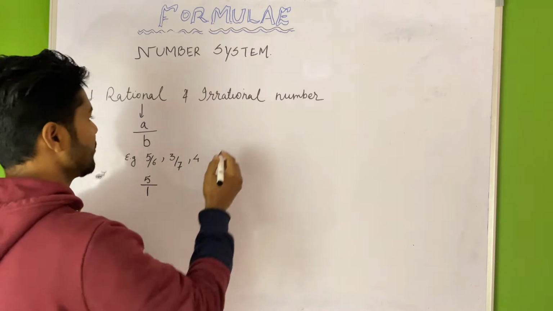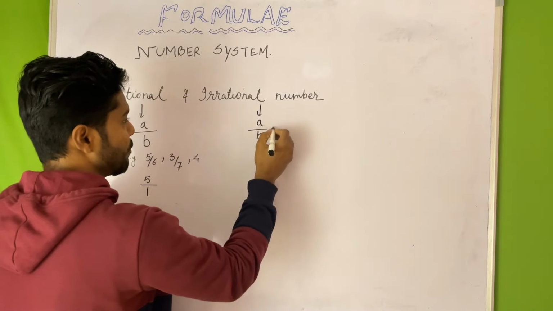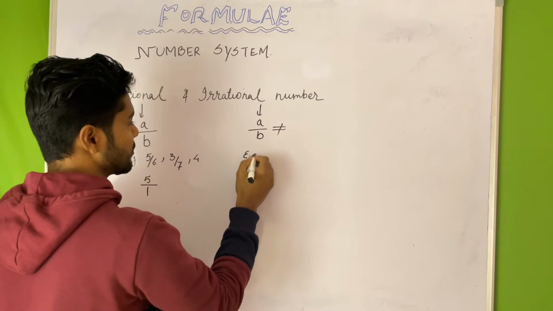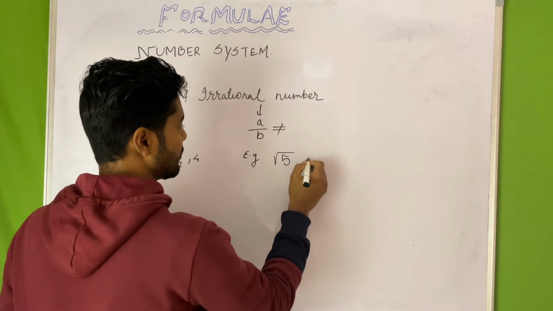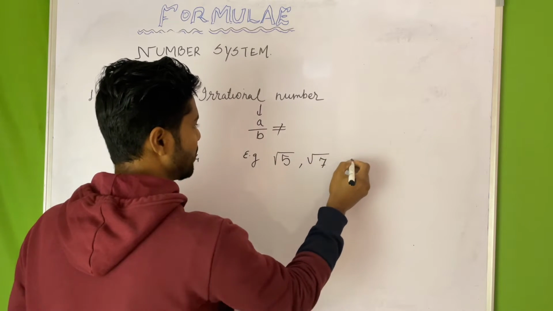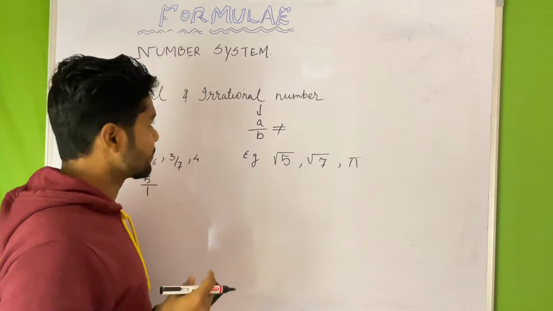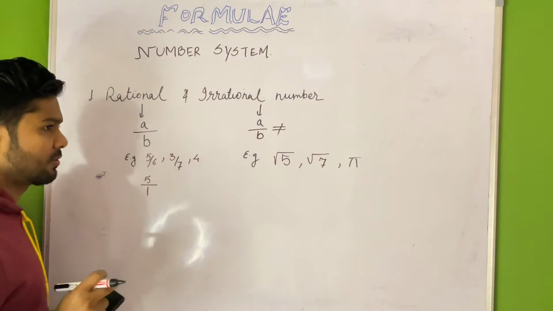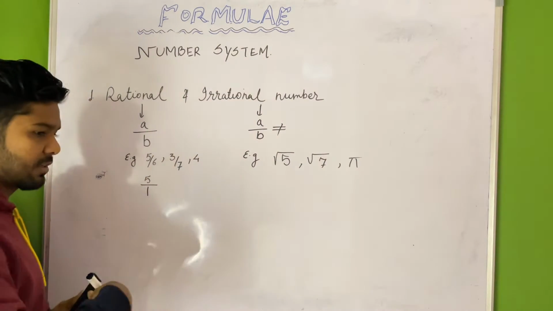An irrational number is one which cannot be written in the form of a by b. A by b is not possible. Examples: all the root values like root 5, root 7, then pi, these are all irrational numbers. I have included this concept because they have asked questions from this concept many times in previous year papers.